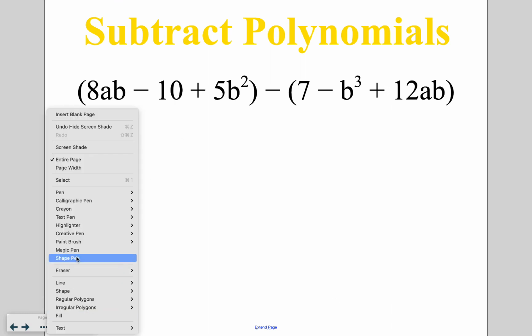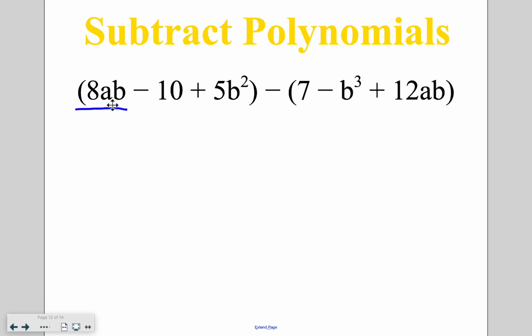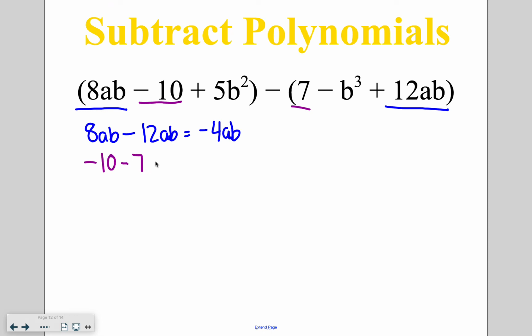Once again, we want to go through and identify each separate piece. So I'm going to start with 8ab. There is another ab in the problem, so I have 8ab minus a positive, which is just subtracting 12ab, giving me negative 4ab. Then I go through and my next piece is negative 10. There is another constant in the problem, so I've got negative 10 minus 7, giving me negative 17.